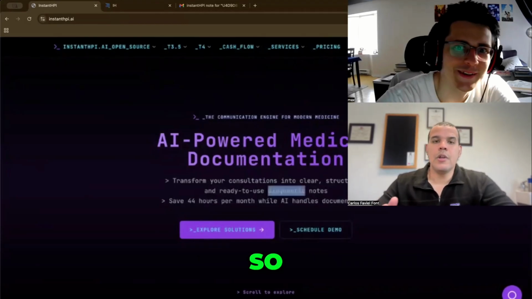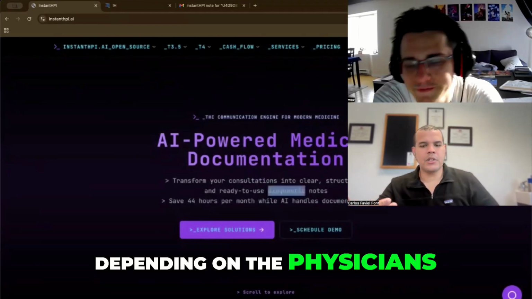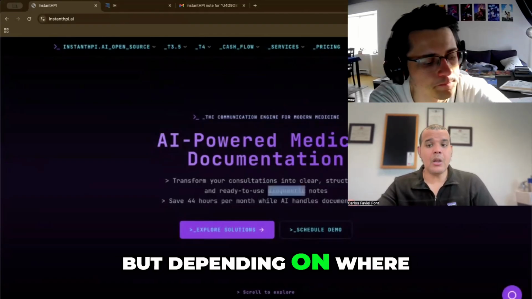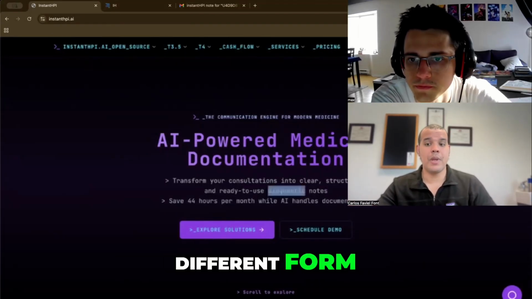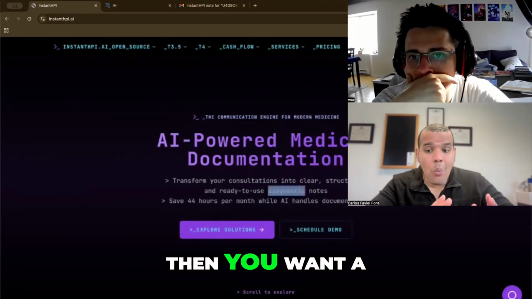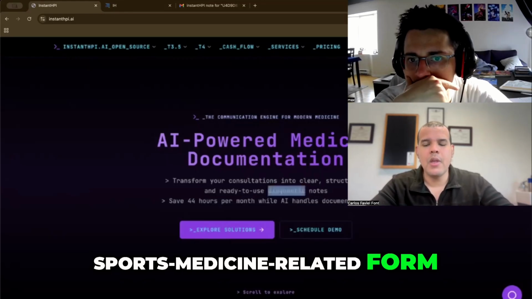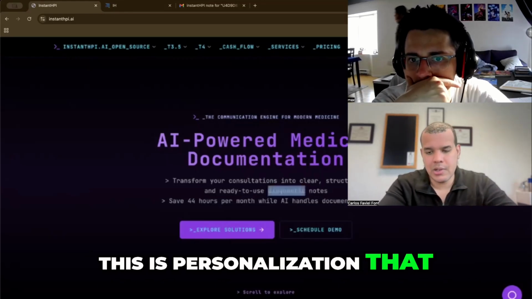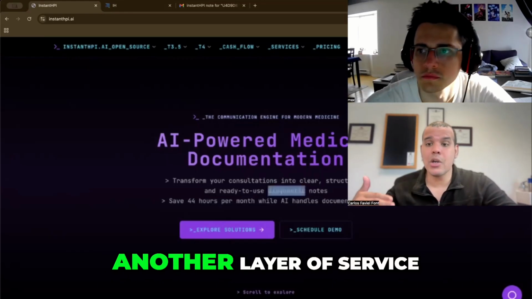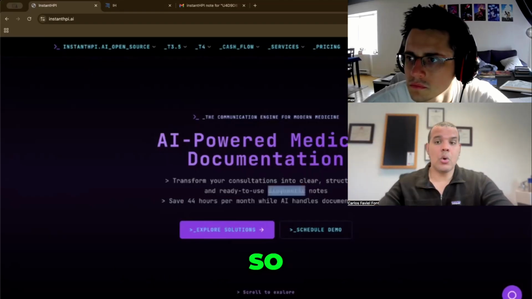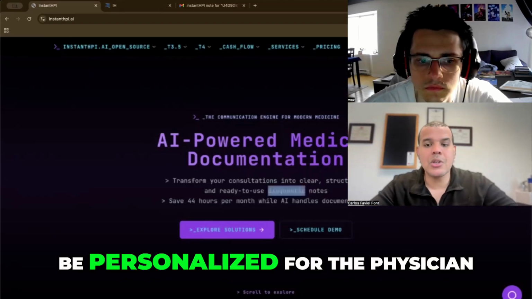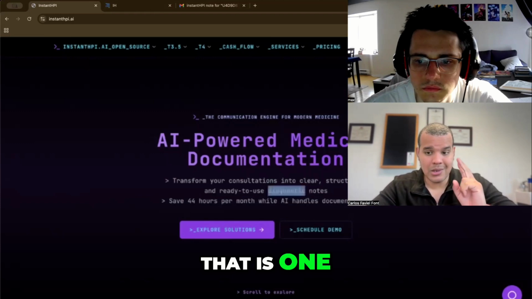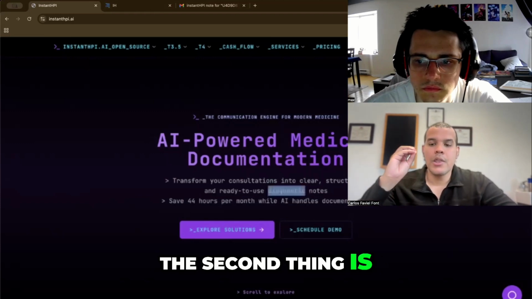So forms were difficult to handle. Depending on the physicians, they will do all the work themselves, but depending on where they are, they would create a different form. If you work in sports medicine, then you want a sports medicine related form. So this is personalization that needs to take place. This is, by the way, another layer of service. So the forms need to be personalized for the physician. That is one. The second thing is the coding.